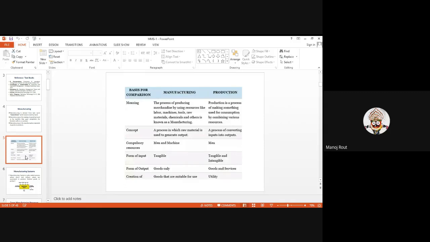And the next one is the form of input, that is tangible. In case of production, that is tangible or intangible. The next is form of output, that is goods only, but in case of production, that is goods and services also. The next is, in case of manufacturing, goods that are suitable for use, and in case of production, that is the creation of utilities. So these are the basic differences between manufacturing and production.